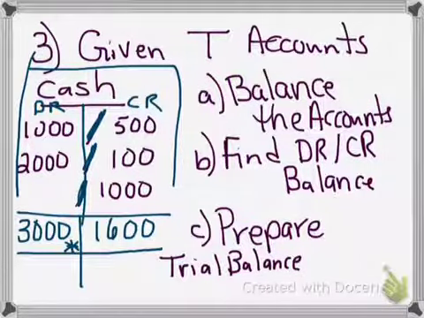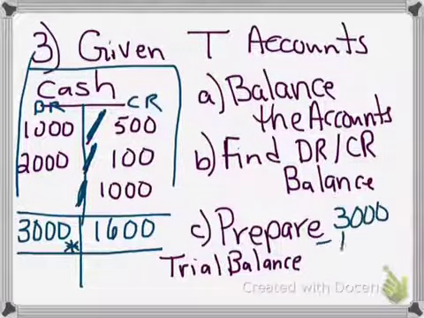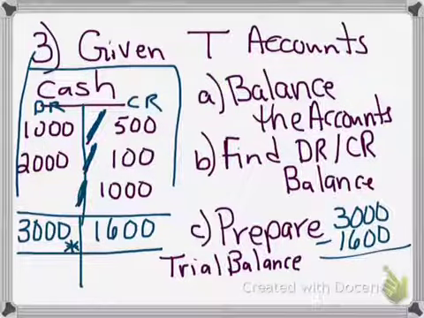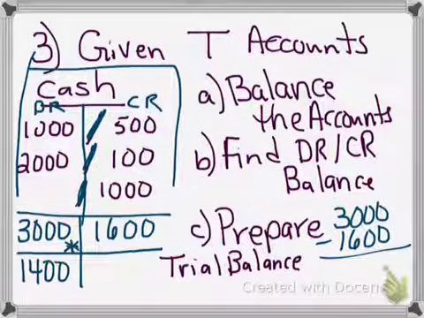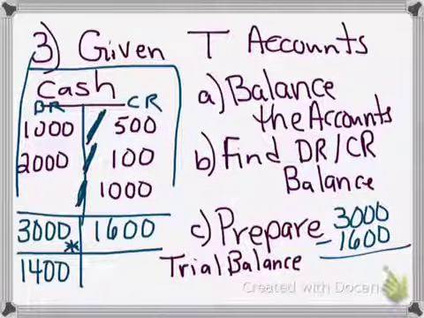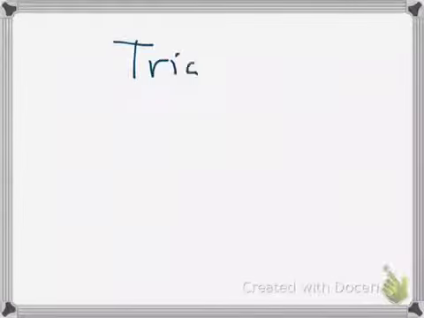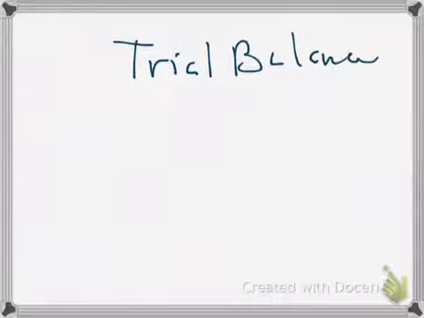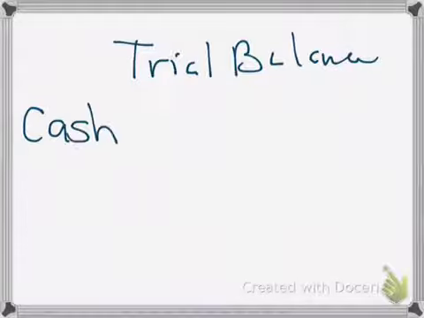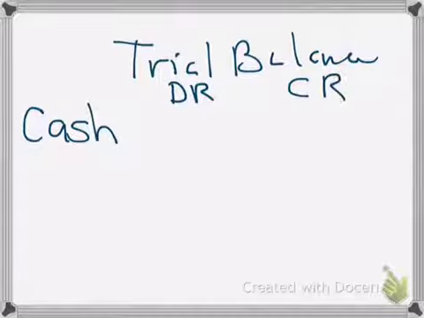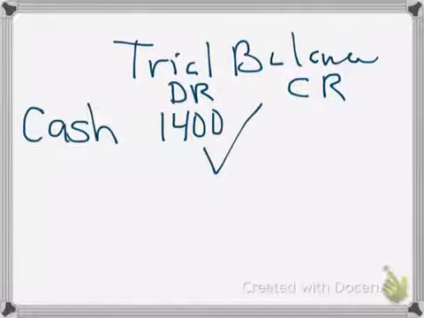So what I would do here is take that $3,000 minus that $1,600, and I would come up with $1,400, and so that would be the balance. This is the amount that would go on the trial balance. So when you are looking at a trial balance, what you should be doing is listing all of the accounts that are listed in that ledger or on those T accounts. You're going to have to balance out if they're a debit or a credit. In this case, it would be $1,400. This is the correct way to do this.